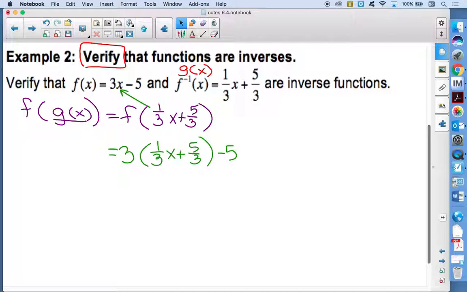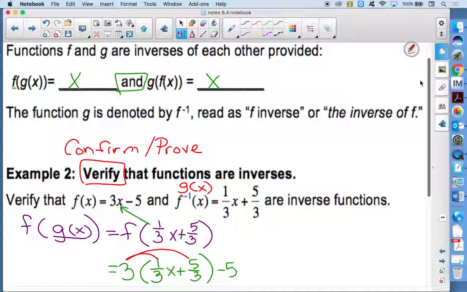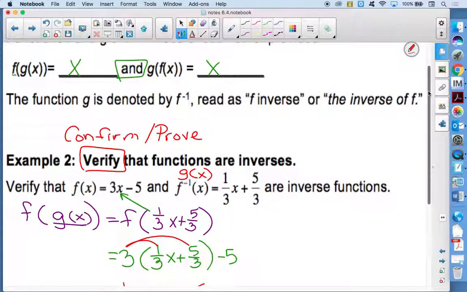So if you're multiplying by the number in front, if you distribute that through, Eris, do you know what happens when you have 3 times 1/3? 1. How about 3 times 5/3? 15/3, which is really just 5. And then there's a minus 5. What happens? They cancel, and you just get x, which is what we were supposed to get. F of g of x is supposed to equal x. So we have that one part, we're like halfway there.